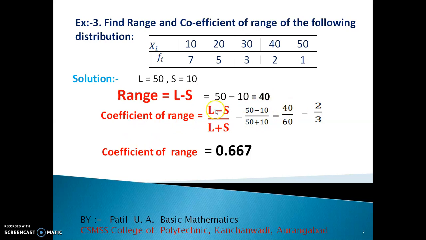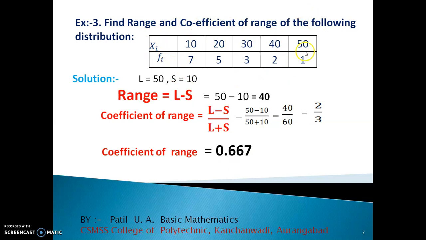Coefficient of range: L minus S by L plus S. L means largest value 50, smallest value 10. 50 minus 10 is 40 and 50 plus 10 equals 60. Now we solve: 20 twos are 40, that's why the answer is 2. 20 threes are 60. That's why 2 by 3. We can write it in fraction form or in decimal form. In decimal form, 0.667. This is the range and coefficient of range of ungrouped data.